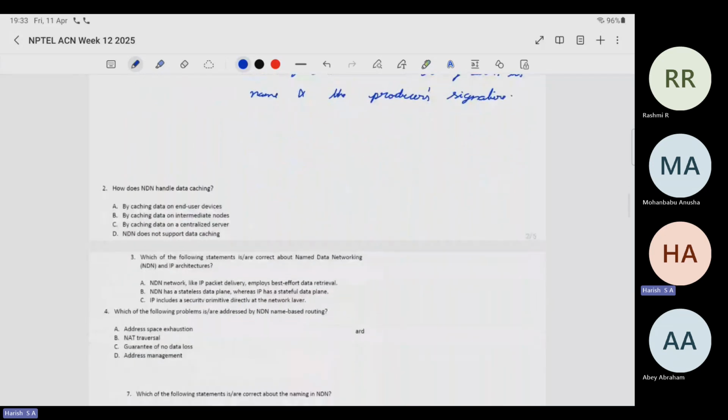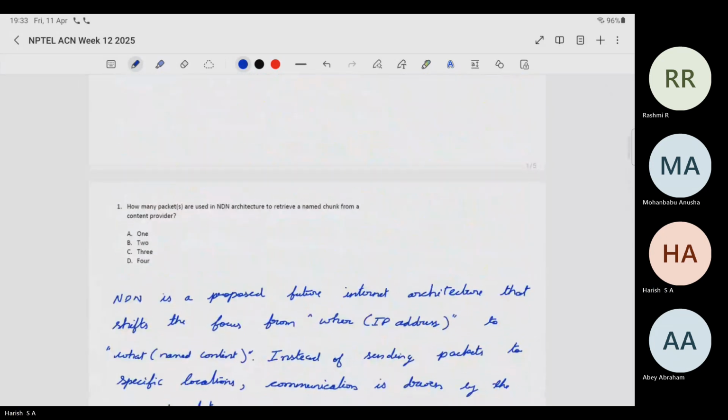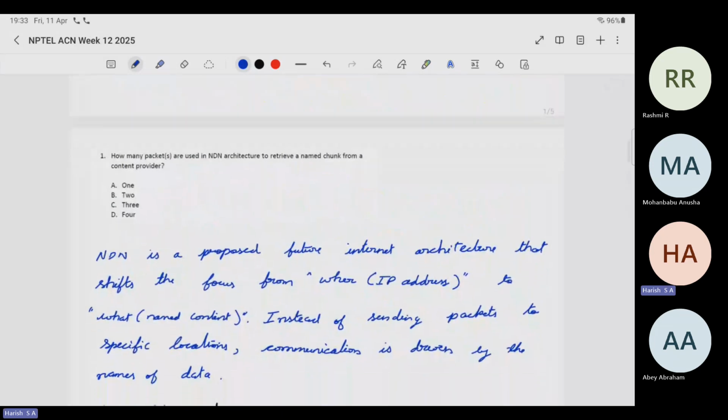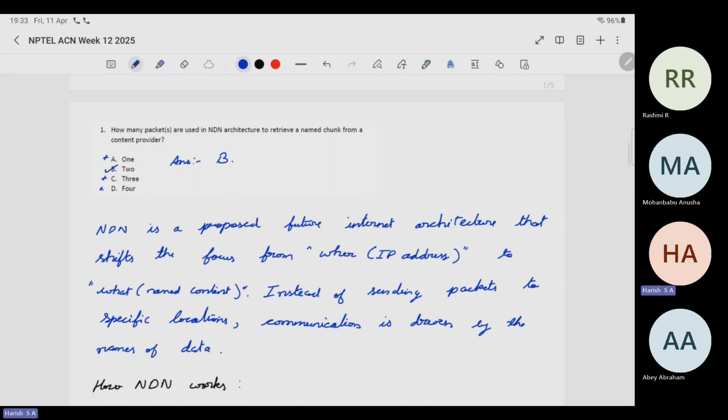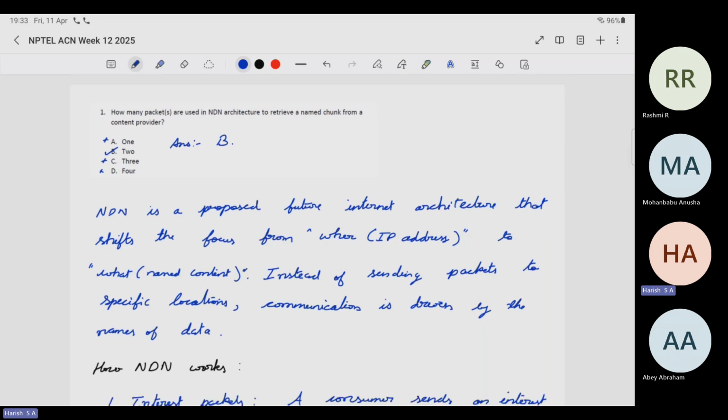So coming back to the question, how many packets are used in NDN architecture to receive a named chunk from a content provider? There is one interest packet and one data packet. So the answer is, of course, two. So this is wrong, wrong, wrong. Of course, 1 and 3 and 4. We don't have to reason it out even.